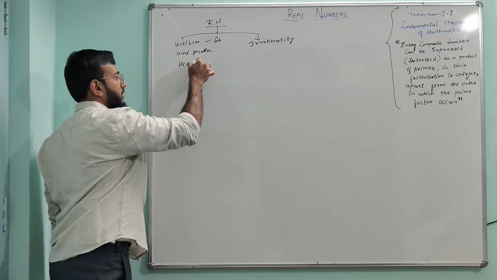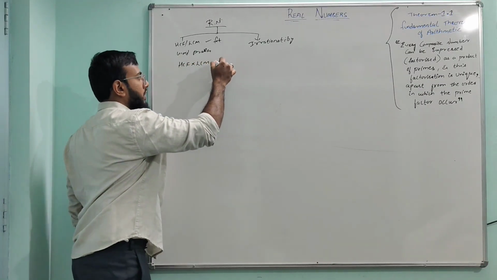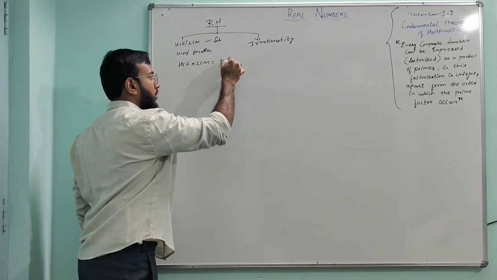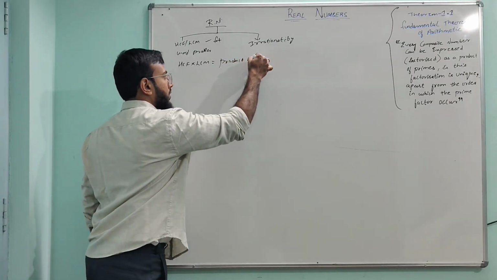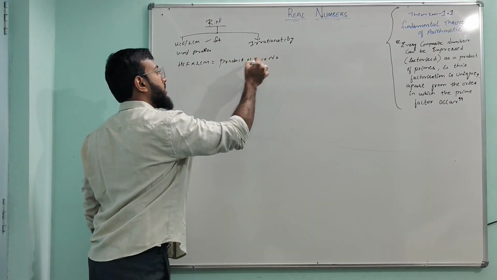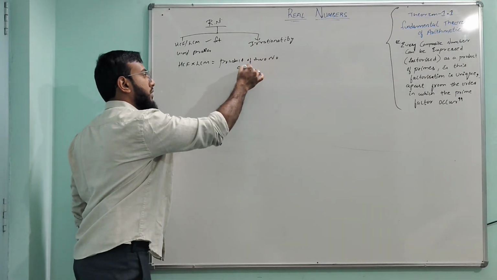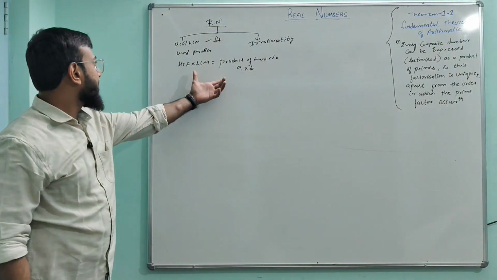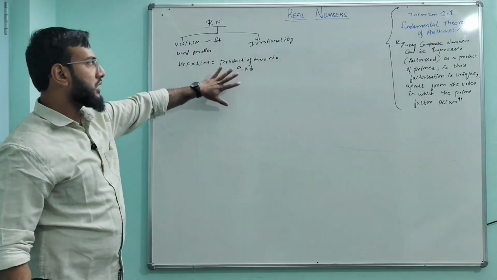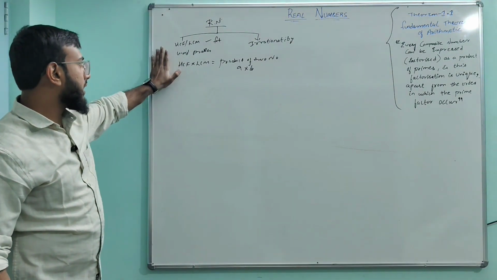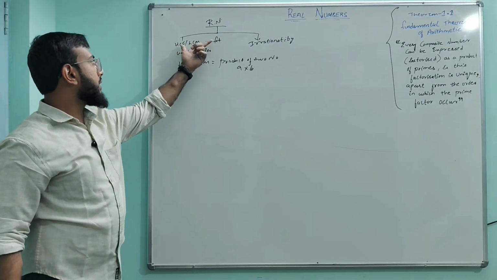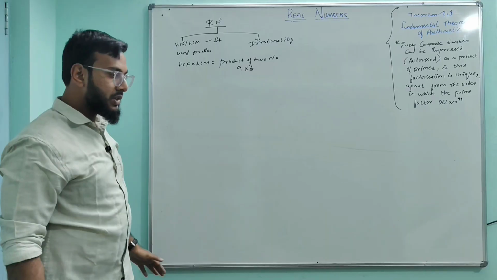HCF into LCM is equal to the product of two numbers, which you can assume as A into B. Word problems and the product of two numbers we will come to later in this topic. Now we'll try to understand what is meant by HCF and what is meant by LCM.